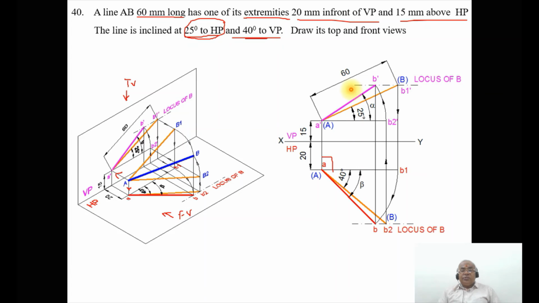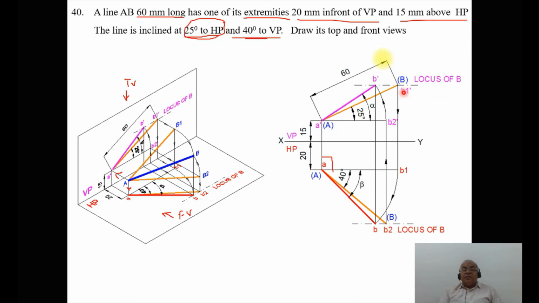Once you do that, you draw a horizontal dashed line, which is going to be the locus of B in the front view, and this is going to be the locus of B in the top view. Why do we need to understand this? Because the front view point should lie on this line, and the top view point should also lie on this locus of B in the top view. So how do we go about doing that now?